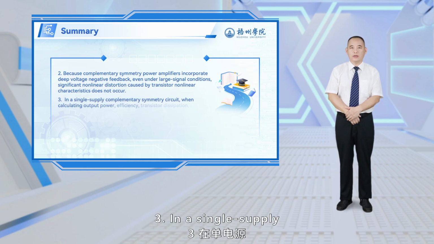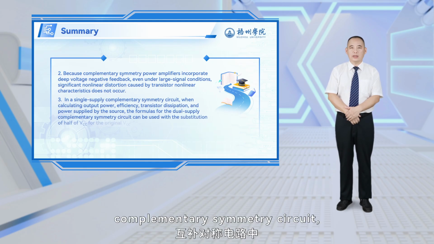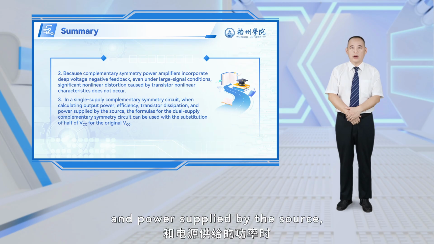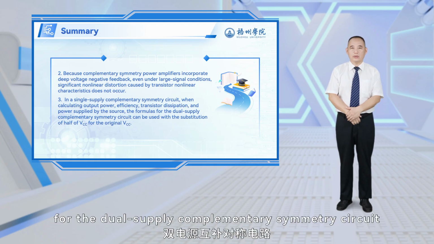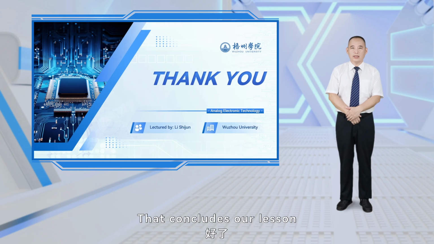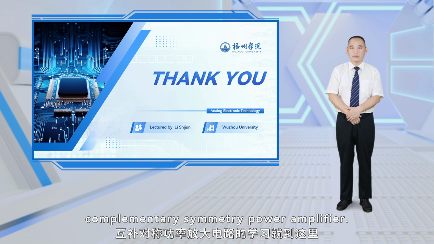3. In a single supply complementary symmetry circuit, when calculating output power, efficiency, transistor dissipation, and power supplied by the source, the formulas for the dual supply complementary symmetry circuit can be used with the substitution of half of VCC for the original VCC. That concludes our lesson on the Class AB complementary symmetry power amplifier.